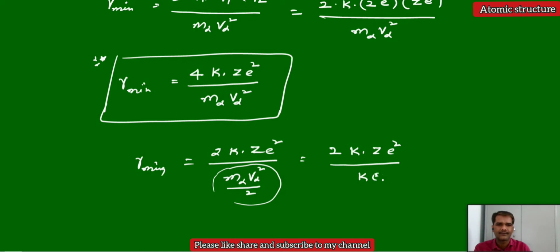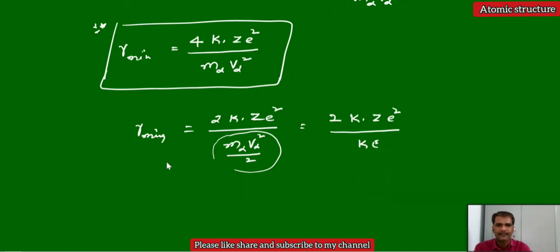Sir, one scroll up, sir. One step above. So here you see, K is the kinetic energy. So if they give the data in terms of kinetic energy, directly we can take the targeted atom's atomic number and charge, and kinetic energy, and substitute here. So we can write another formula here.